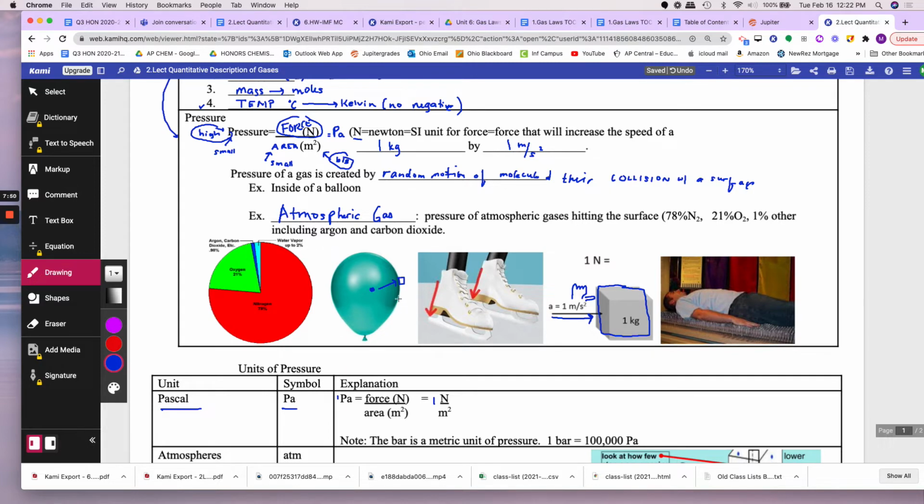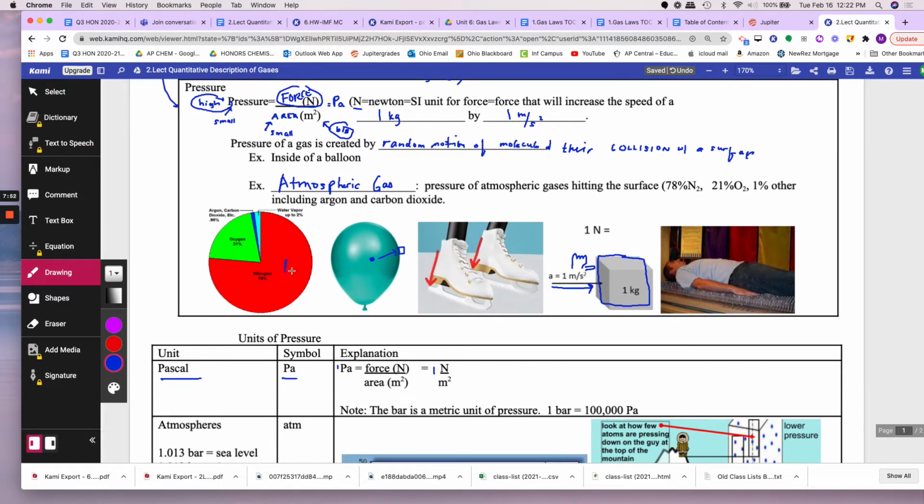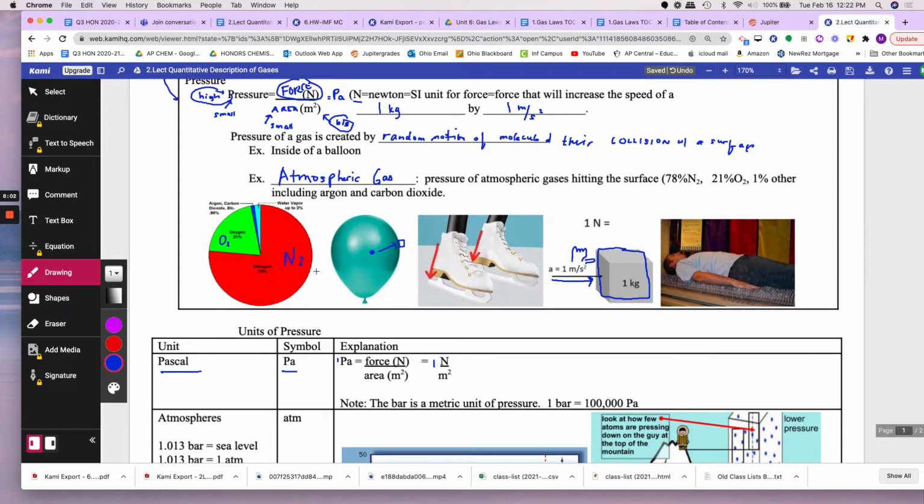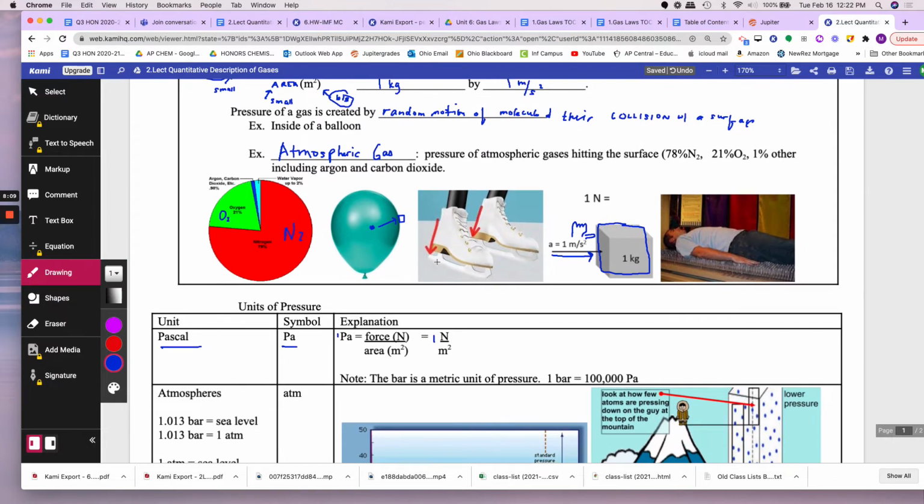Our atmosphere has mostly nitrogen gas, 78%, oxygen gas, carbon dioxide, argon, and others, water vapor. Those are also exerting pressure. This little skater right here is exerting a lot of force in a small little area. So what happens is all that pressure is melting the ice and making them slide.